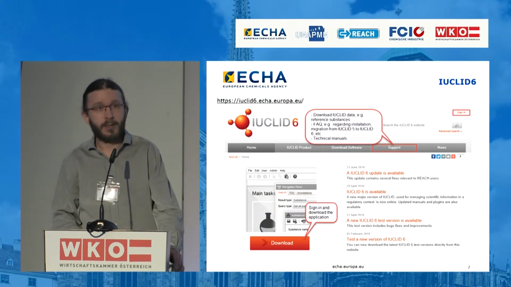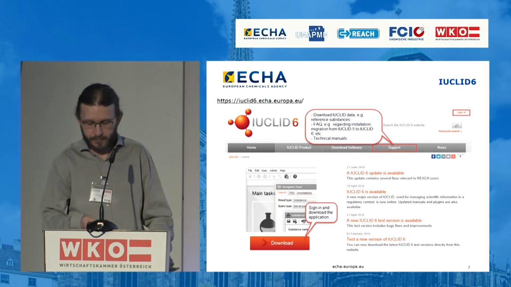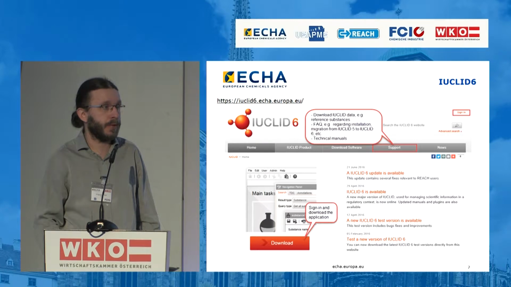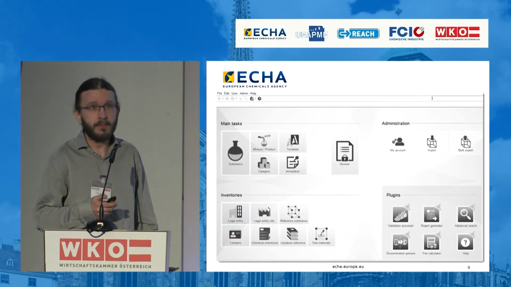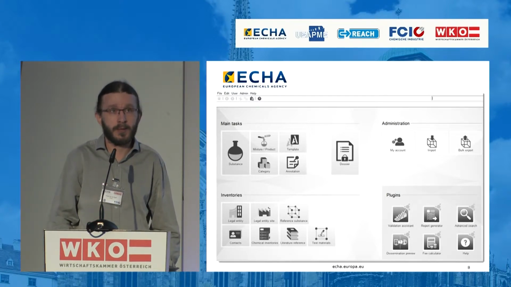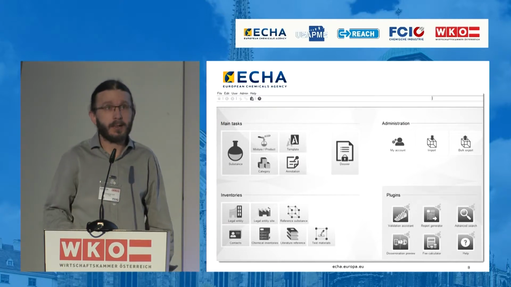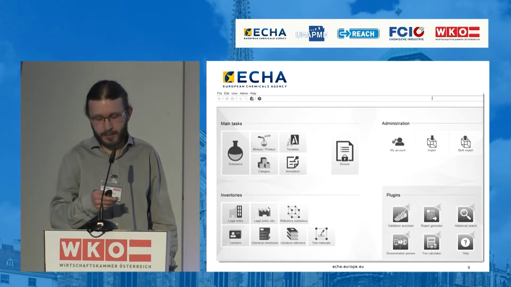So once you have downloaded Euclid and installed it on your computer, as I said before, there is no installation manual for the desktop version anymore because there is an assistant to guide you through the installation process. So once you have installed Euclid, this is what you see. This is the home page of the application. And I will highlight some of the most important areas of this software.